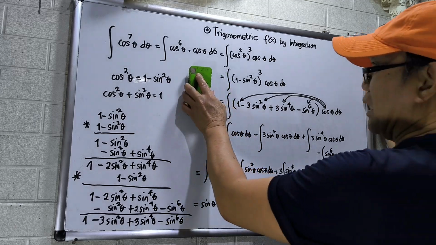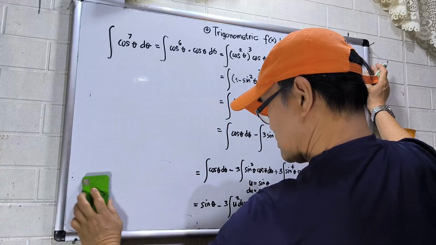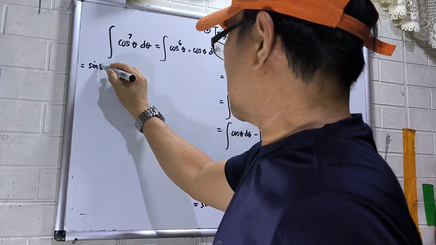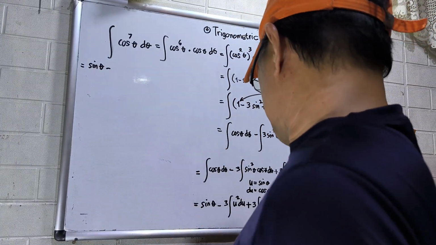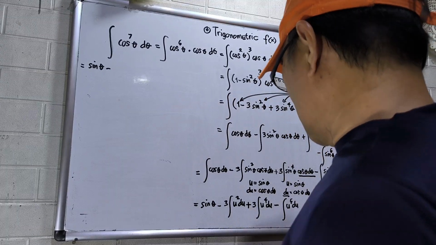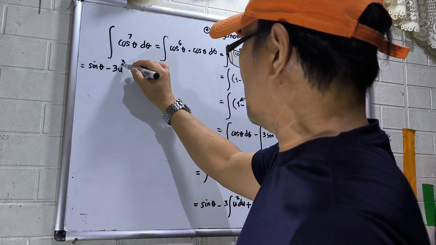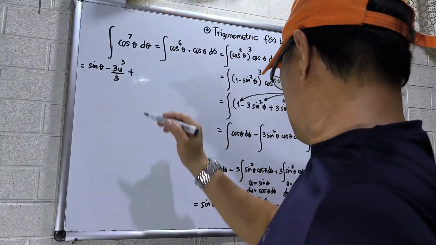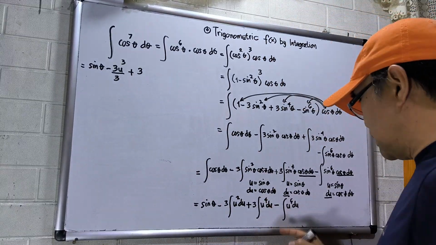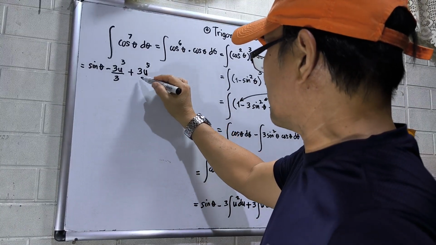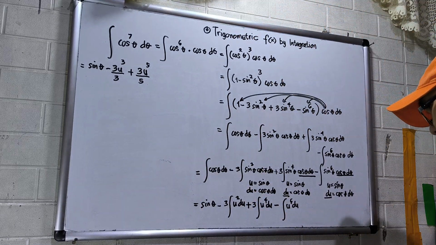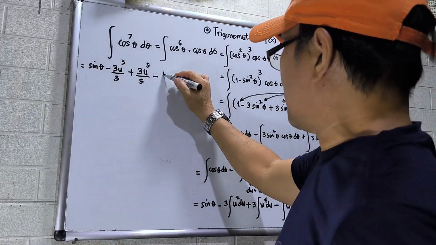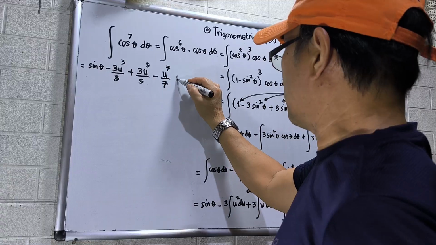So, I will write in here. Allow me to erase this portion. So, this will be equal to sine theta. Then this will be minus integral of u squared du, that will be u cubed, right? So this will be 3u cubed over 3. And then plus 3 integral of u to the 4th du, that will be u to the 5th over 5. Then this will be minus integral of u to the 6th du, that will be u to the 7th over 7. And then this will be plus c.